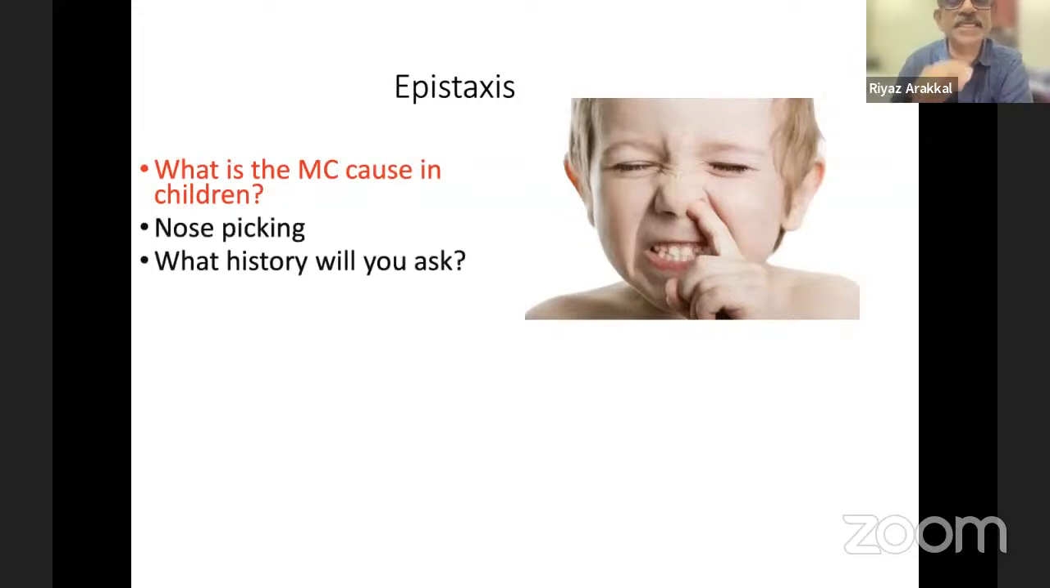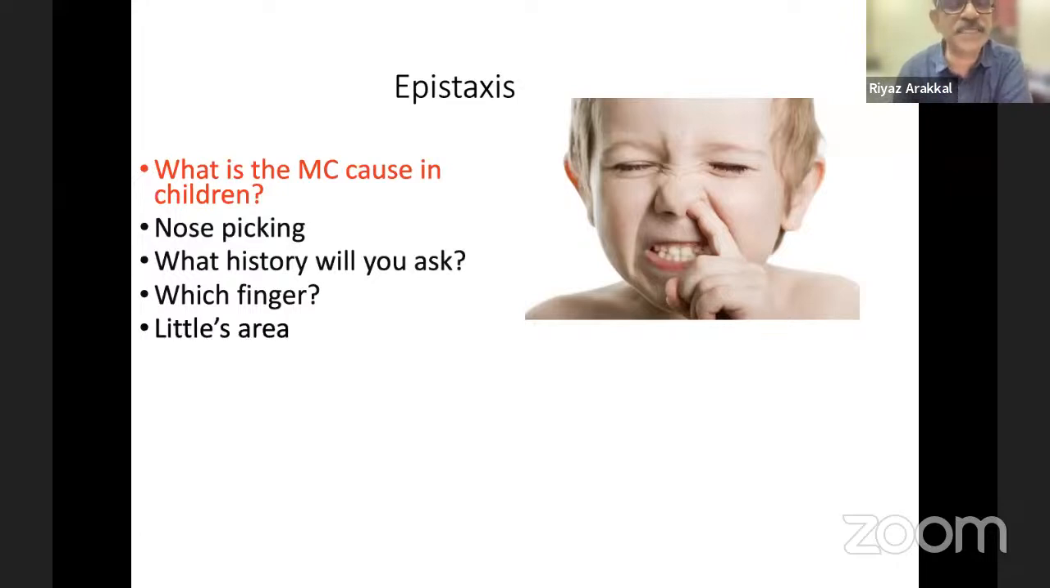Now, how do you elicit a history of epistaxis? Usually we ask, do you put your finger in your nose? No child has ever answered that I put my finger in my nose. You'll never get that answer. So what should you ask? Which finger did you put in your nose? Then they will promptly show you this finger. So always ask, which finger did you put in your nose?